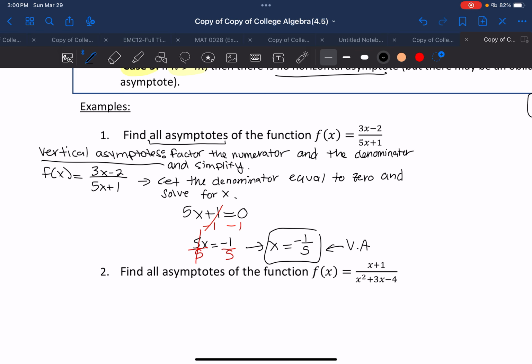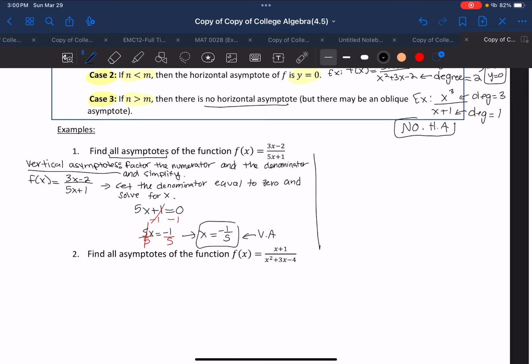I'll write VA for vertical asymptote. So that is the equation of the imaginary vertical line that this function will never touch, because that value x makes my denominator 0, which means it's undefined. And so the domain of this function would be all values of x except for -1/5. But it didn't ask me that, but I'm just reminding you that.